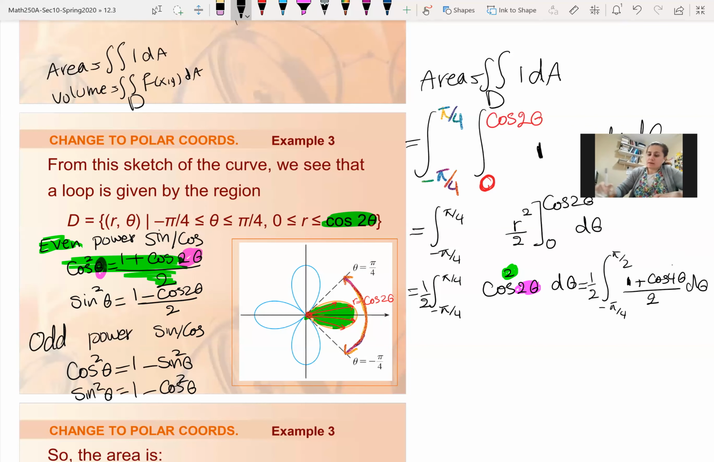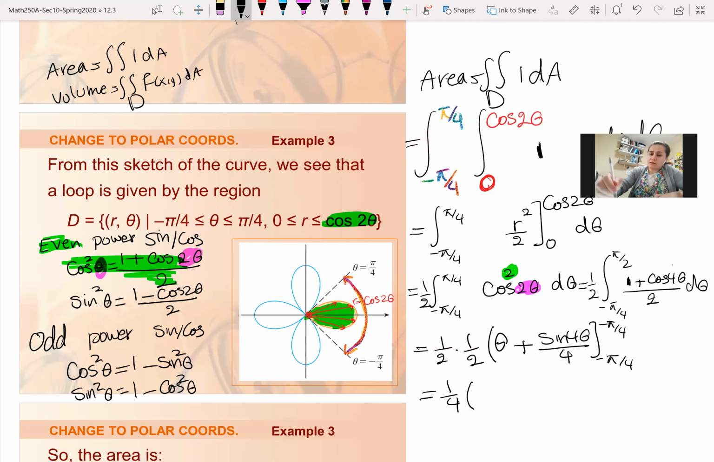And then I can integrate. So I have 1 over 2 outside, and I bring another 1 over 2 outside. Integration of 1 is theta. Integration of cosine is sine, divided by the constant. Plug in the limits. And then that gives me 1 over 4.